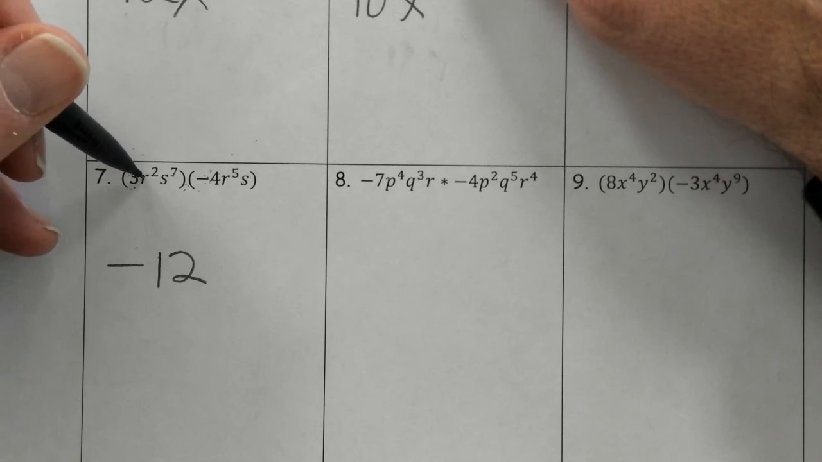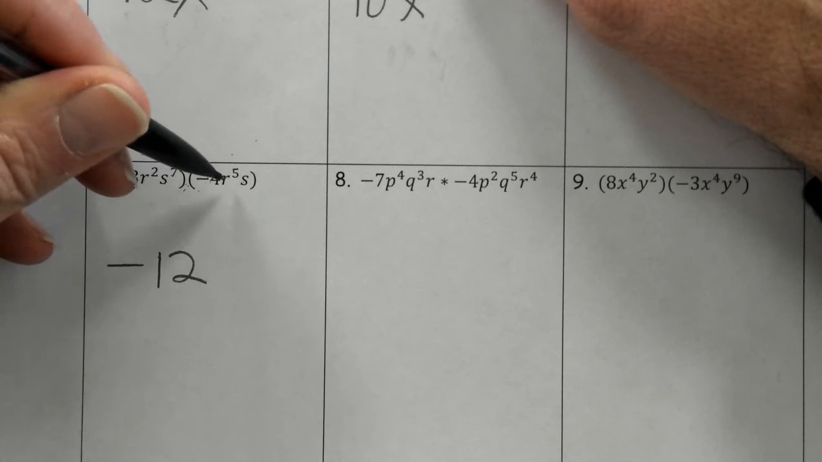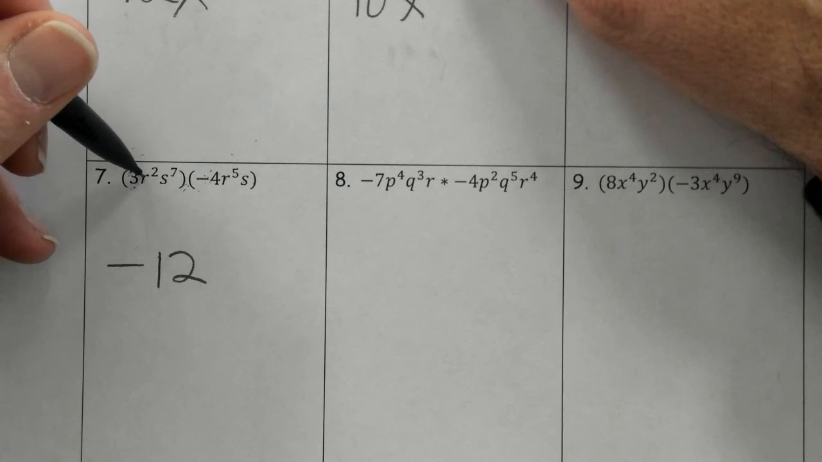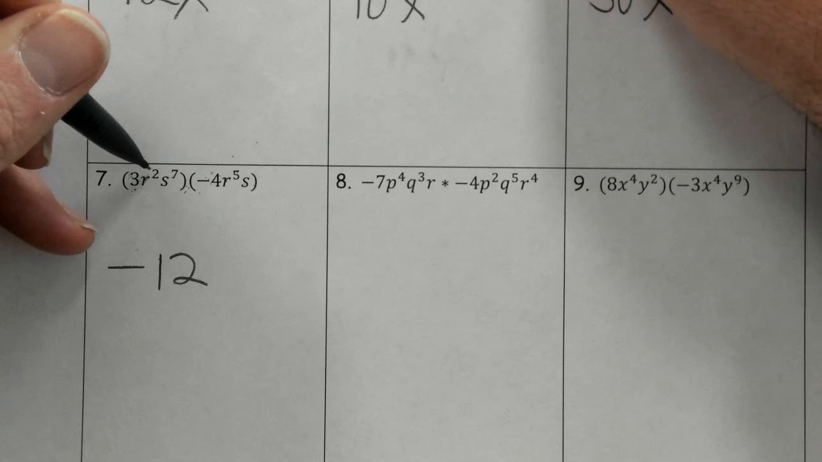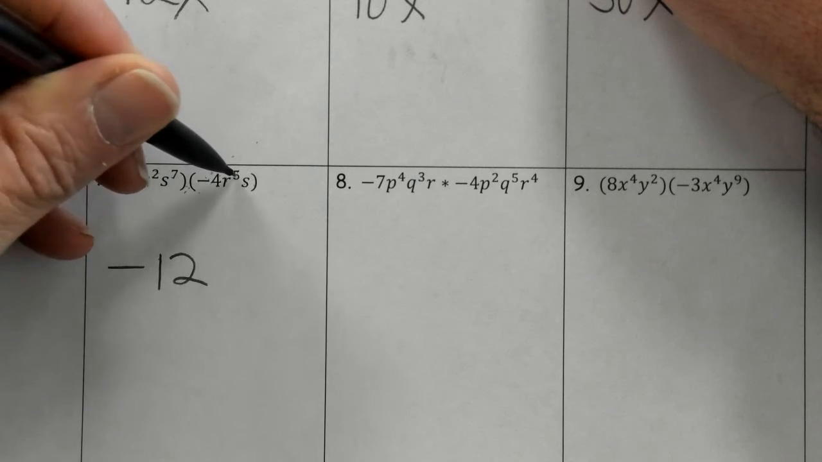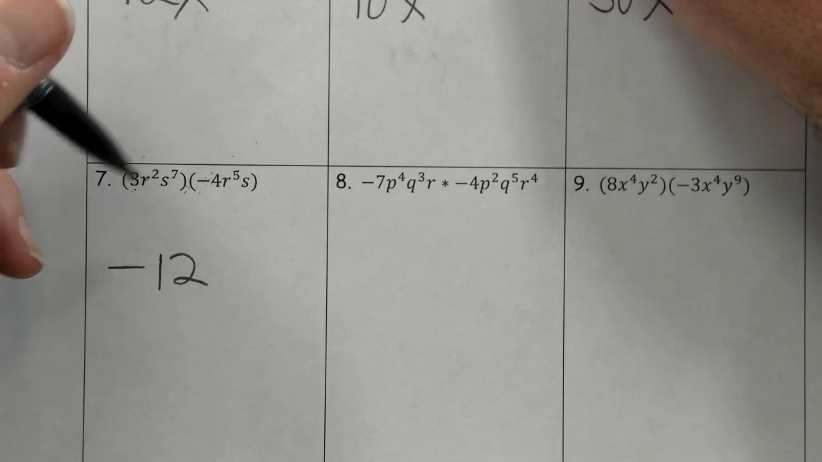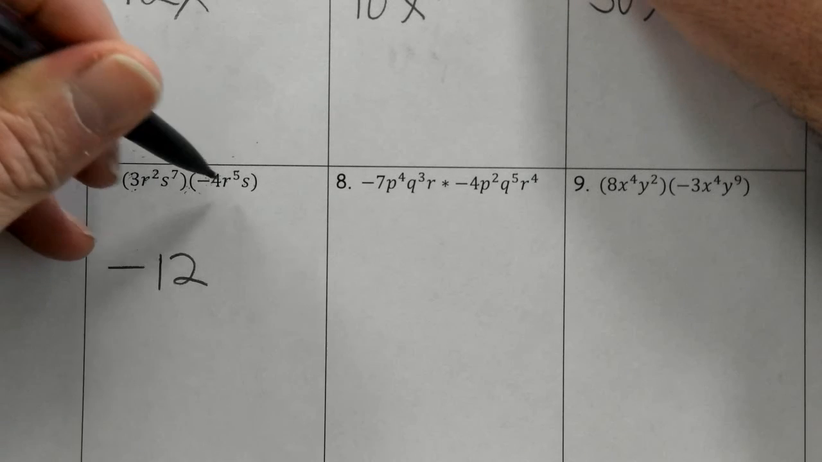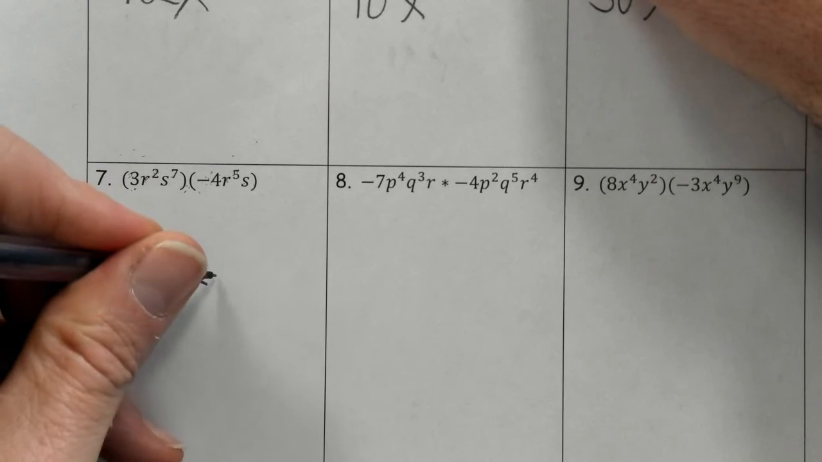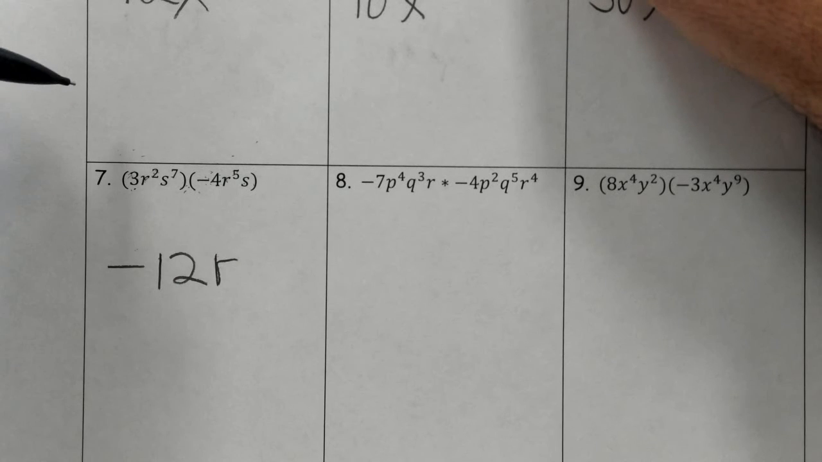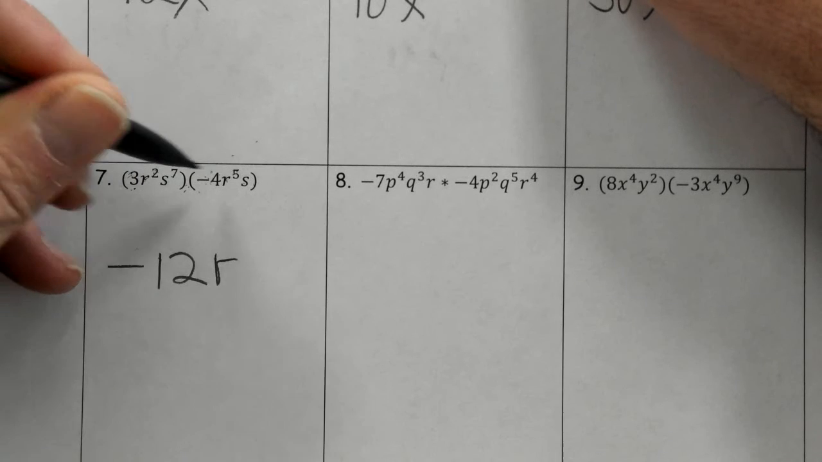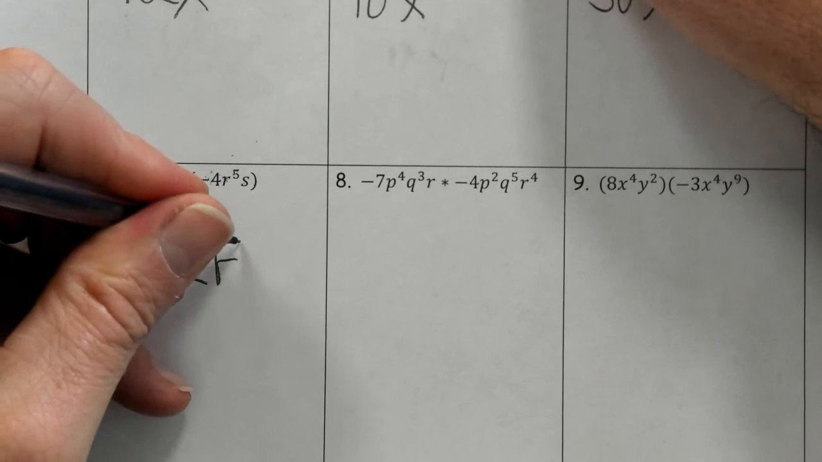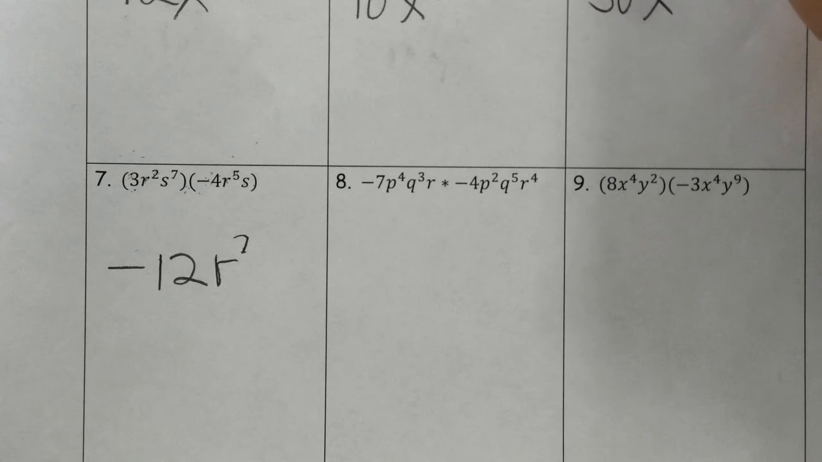Now, the next thing that we come to is we've got 2 different variables to take care of here. Let's deal with the r's first. So I've got r squared times r to the 5th. Now remember what the product rule says to do with the exponents. When you're multiplying, you've got to add the exponents together. So I've got r squared times r to the 5th. That's going to be r, and remember how I decide what exponent I want here is I have to add these 2 together. So 2 plus 5 is going to make 7. So that's r to the 7th.